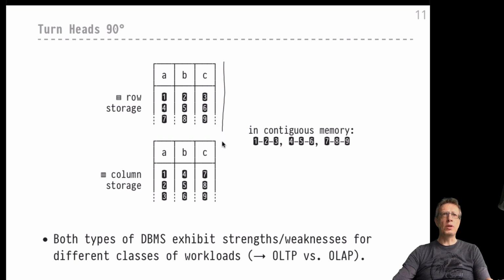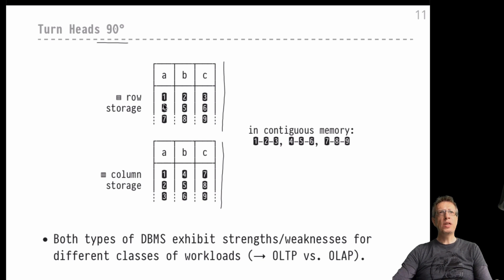In the MonetDB world, we are in column storage land, and if 1, 2, 3 are continuous in memory, then we see that actually the values in a single column are continuous in memory. Okay, so everything has indeed turned by 90 degrees. What has been rows before becomes columns now when it comes to storage.